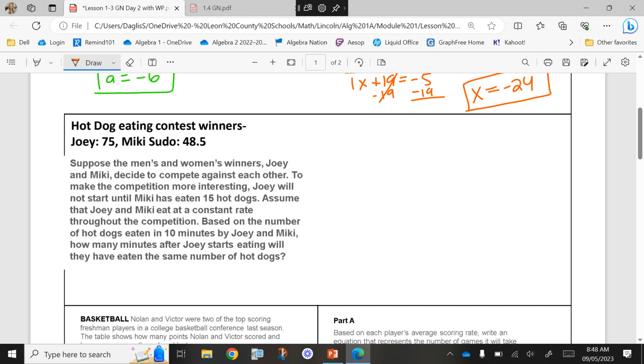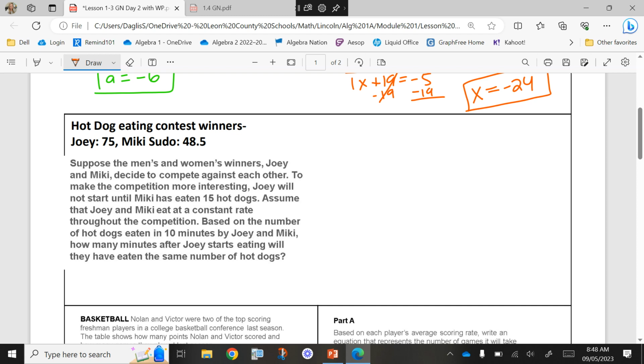So suppose the men's and women's winners, Joey and Mikey, possibly Mackay, I don't know how to pronounce her name, decide to compete against each other to make the competition more interesting. Joey will not start until Mackay has eaten 15 hot dogs. Okay? It is Mikey? Okay. Do you know her? Mikey Sudo?